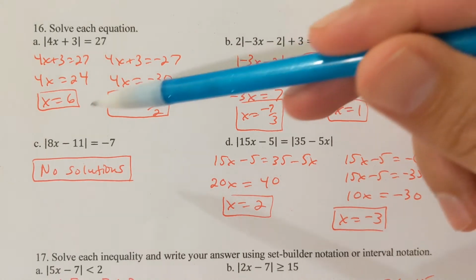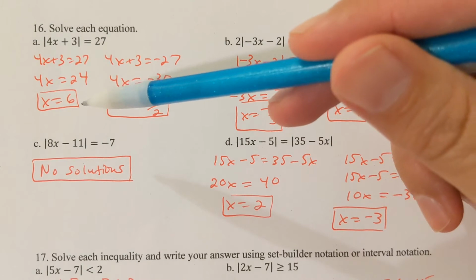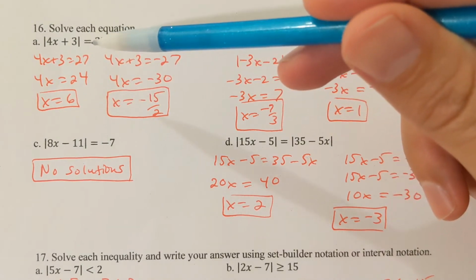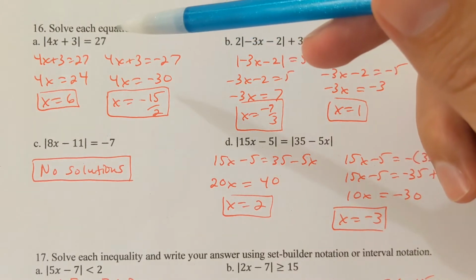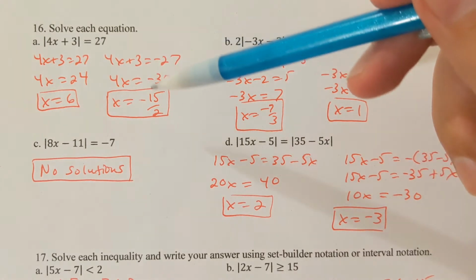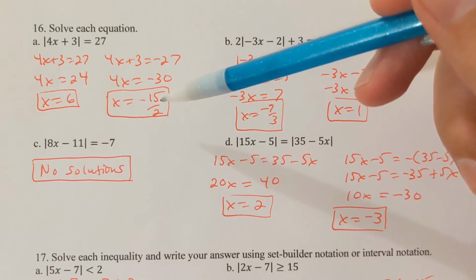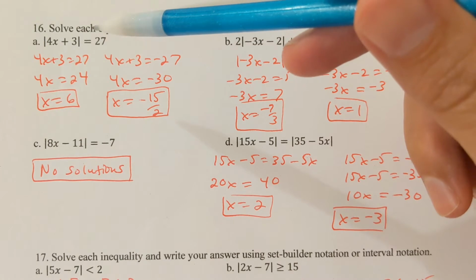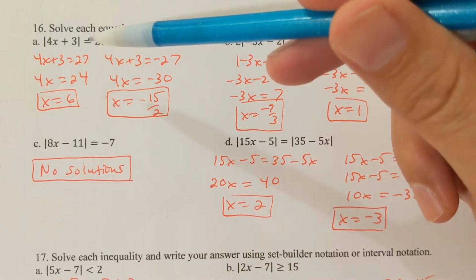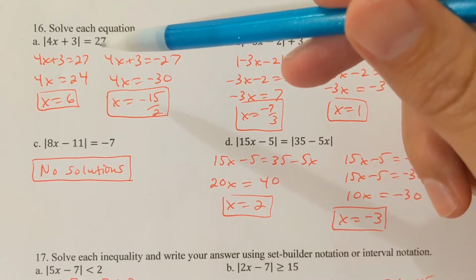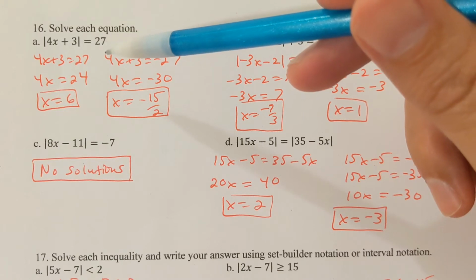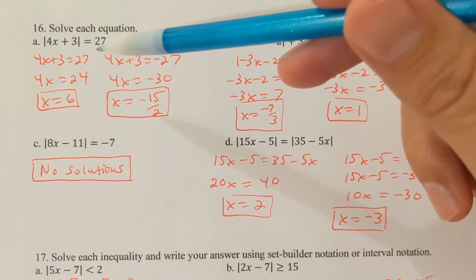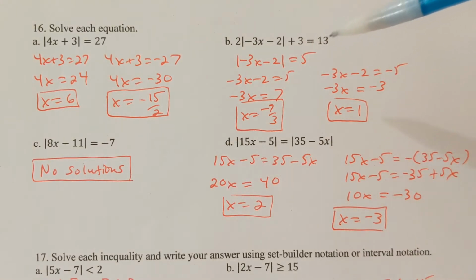Okay, we can check these real quick. If x is 6, 4 times 6 is 24 plus 3 is 27. The absolute value of 27 is 27. 27 equals 27. If x equals negative 15 halves times 4, we get negative 30. Plus 3, we get negative 27. The absolute value of negative 27 is 27. Okay, 27 equals 27 is true.